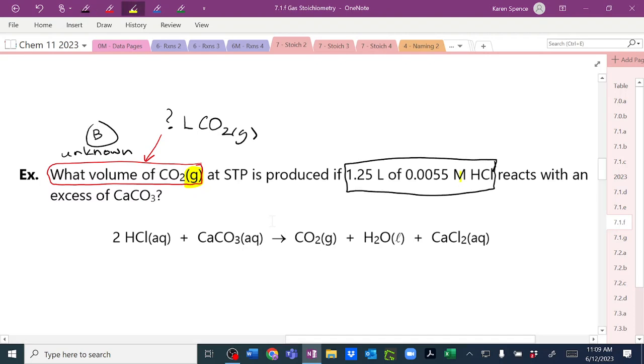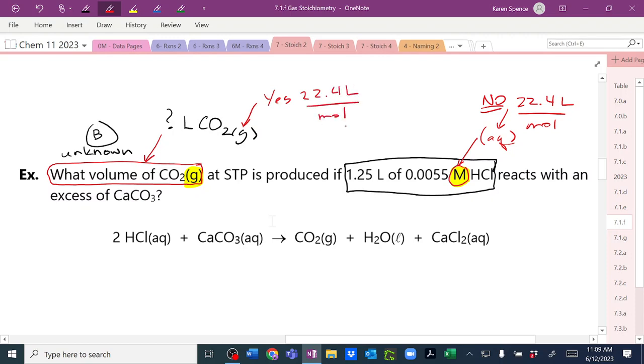When you see molar, what does that tell you about the state of the HCl? That tells you that it is aqueous. Can you use 22.4 liters per mole for an aqueous substance? No. Not for aqueous. This, however, is a gas, so we say yes, 22.4 liters per mole. So you do have to look at your states and say, what am I dealing with? I can use 22.4 liters per mole only for gases.